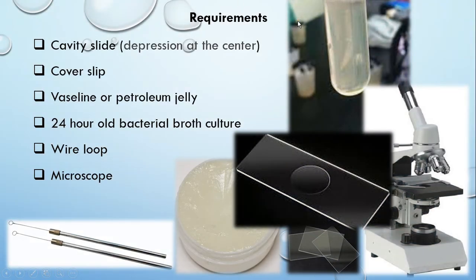Requirements of the test. Cavity slides, which have a depression at the center. Cover slips. Vaseline or petroleum jelly. 24-hour-old bacterial broth culture, wire loop, microscope. These are the necessary things for the hanging drop method.